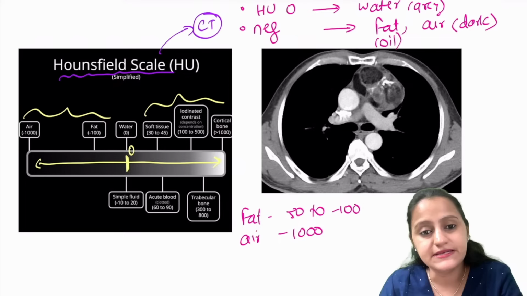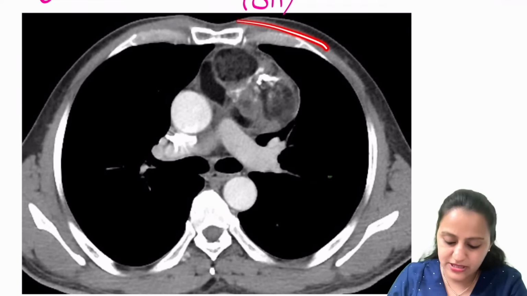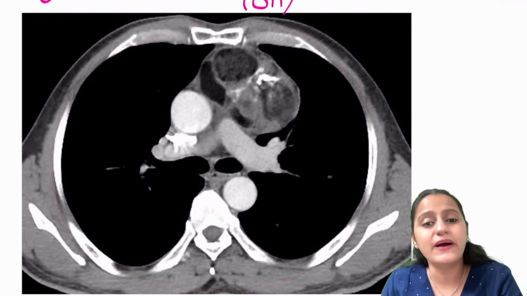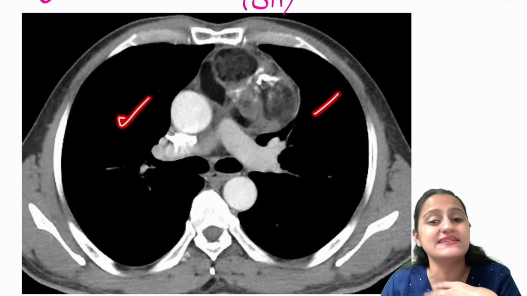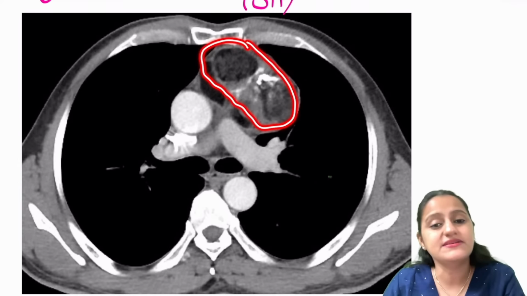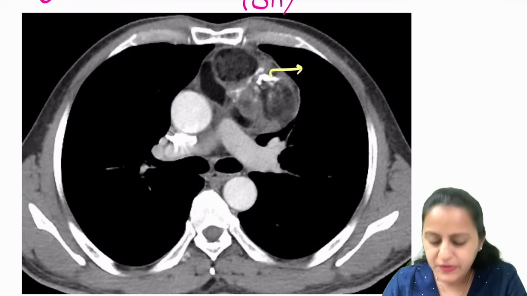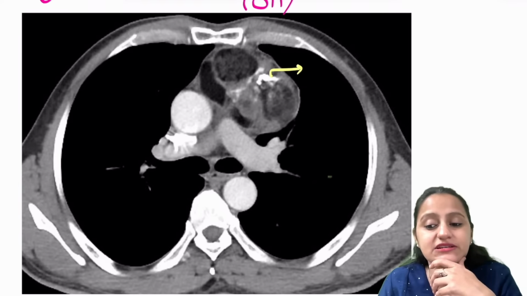Now look at this image here. This was asked in one of the recent NEET PG exams. Now this is a CT scan with the white bone. CT scan of the chest. These are the black lungs that you can see. And look at this mediastinal mass here. Can you tell me what is this mediastinal mass containing? What is this white in the mediastinal mass? What is it containing?